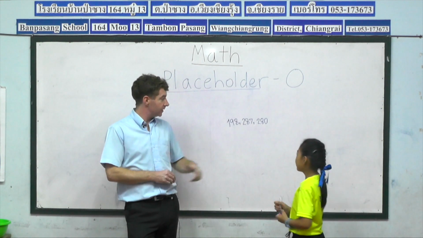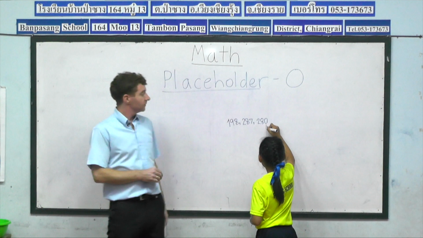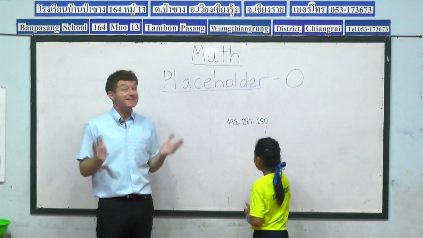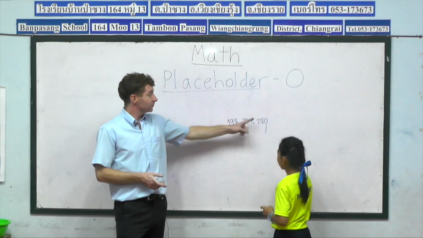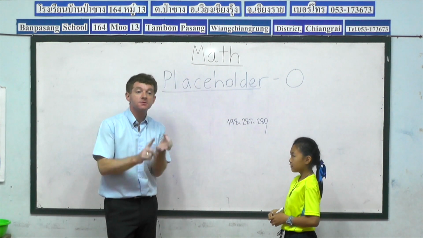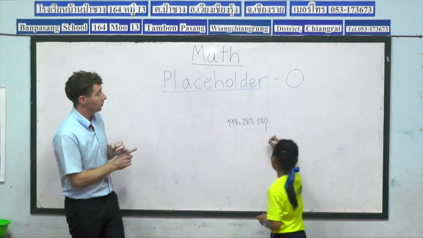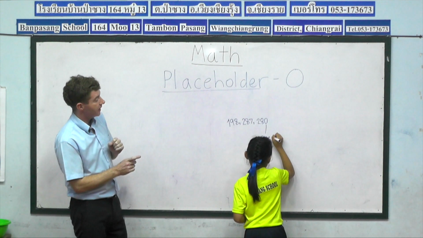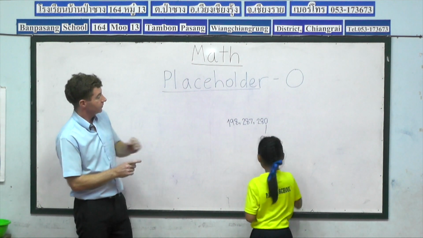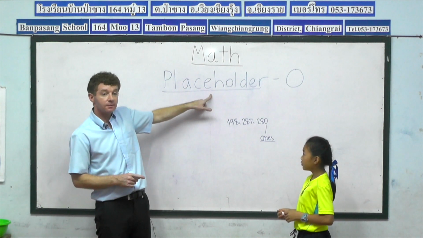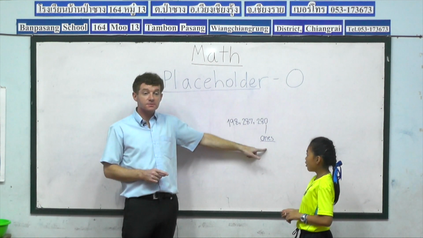So Nadia, in your number, excellent. The 0 is the first number, but it means it still needs to be there. So 0 is the placeholder of ones. O-N-E-S. 0 is the placeholder of ones.